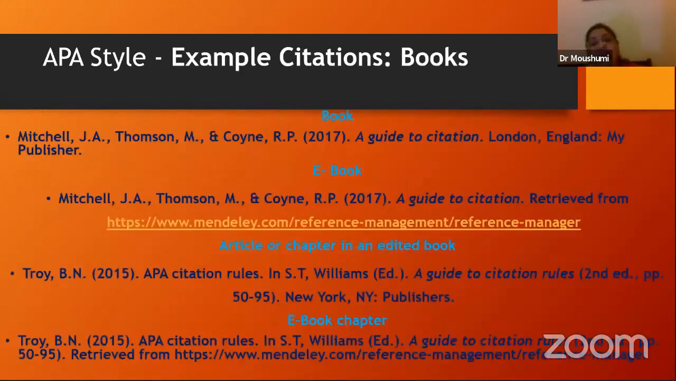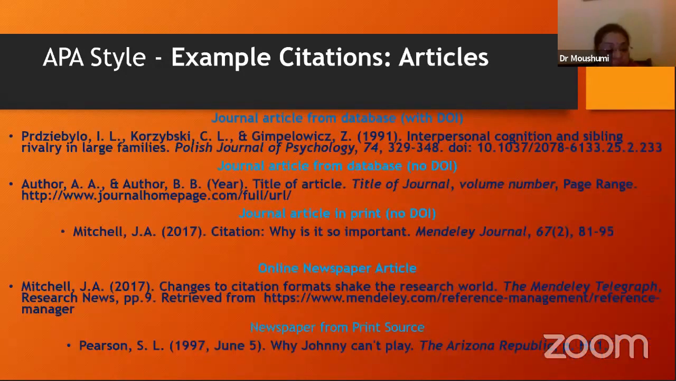So in APA, we have different types of styles for books, for ebooks, for a chapter in an edited book, for an ebook chapter, and so on. We also have different styles for journal articles from databases. Here, I'd like to mention, when I speak of databases, sometimes you will see a DOI number and sometimes without a DOI number.